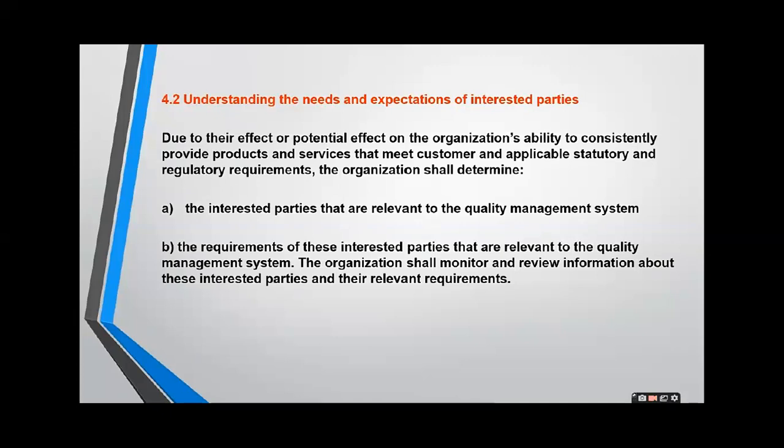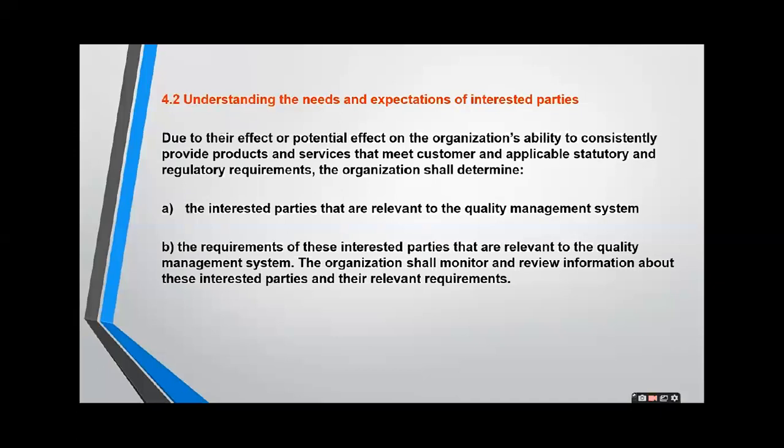Next one would be analyzing the needs and expectations, where you will assess what these parties expect from your product or services and the quality management system. And if we move forward a little bit, the incorporation into the QMS: you will integrate these identified needs and expectations in your QMS to ensure that it aligns with the broader interest of the stakeholders.